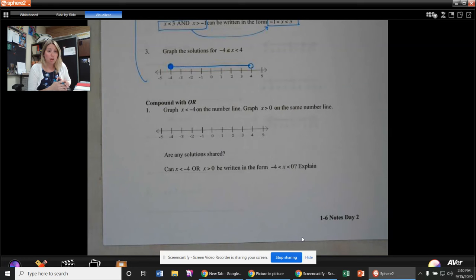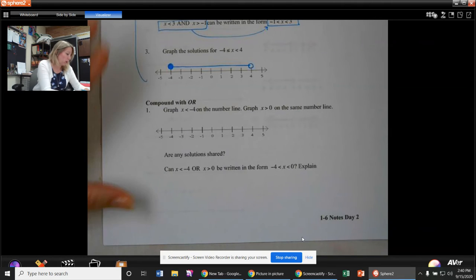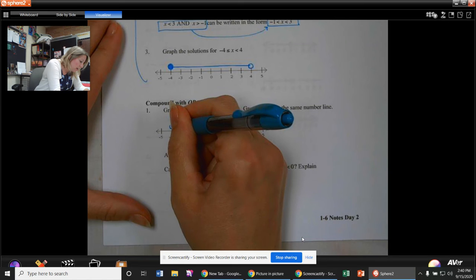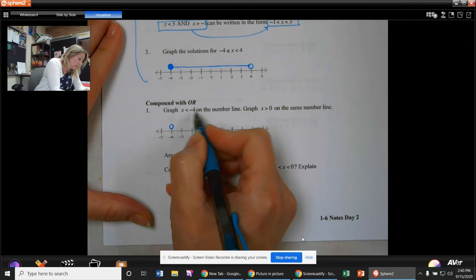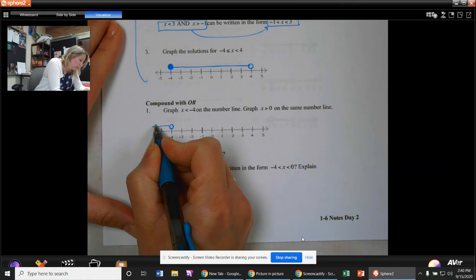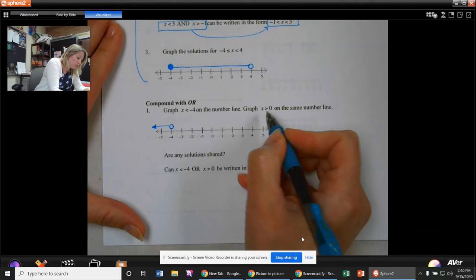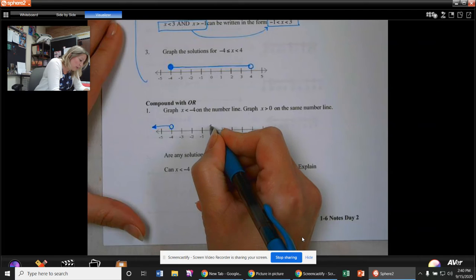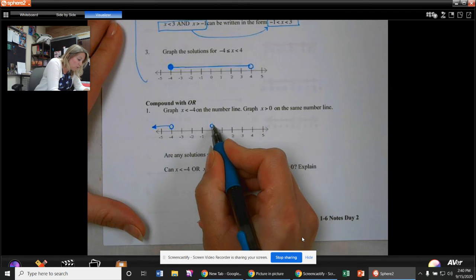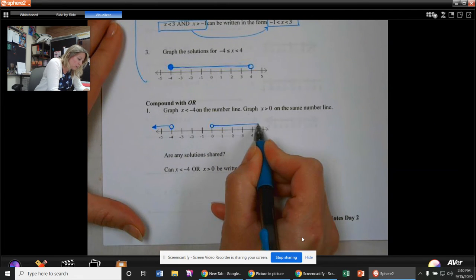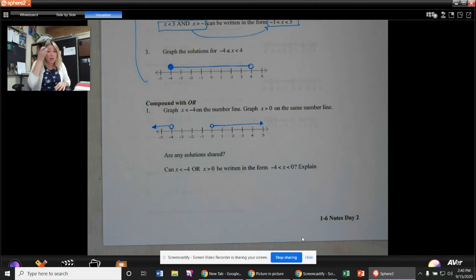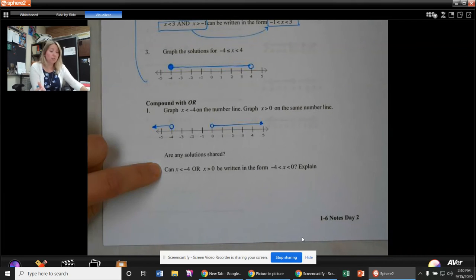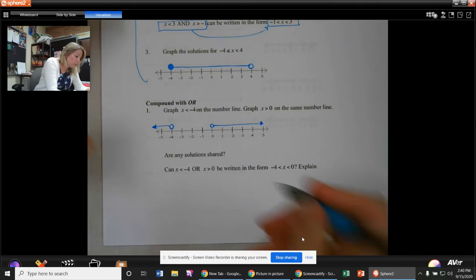Let's graph X is less than -4. Okay, that's fine. And on the number line, we'll graph X is greater than 0. So X is less than -4, smaller, that goes to the left over here. Now let's graph X is greater than 0. Okay, so still an open circle over 0. X is greater than, that goes this direction over here. Oh, interesting. Did we have any overlap happen? No. Are there any shared solutions? No, there's no overlap.